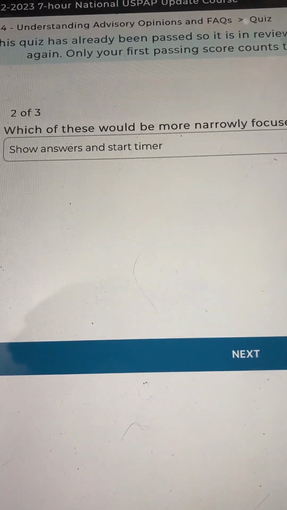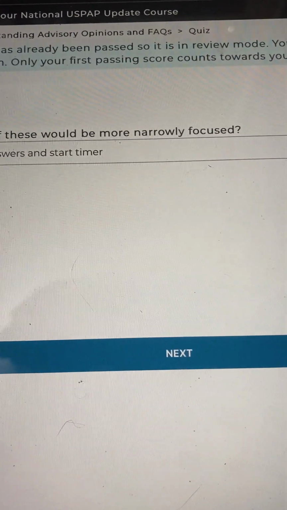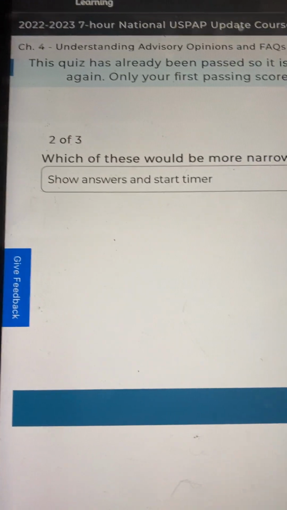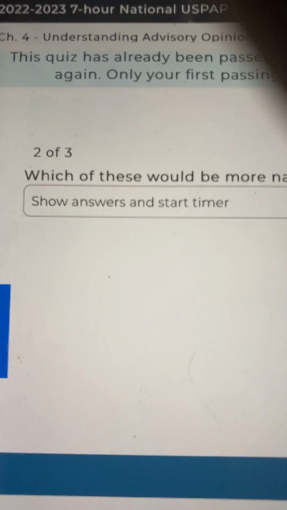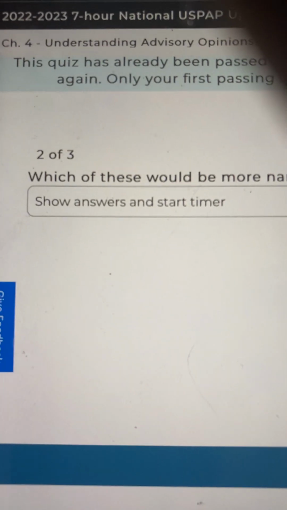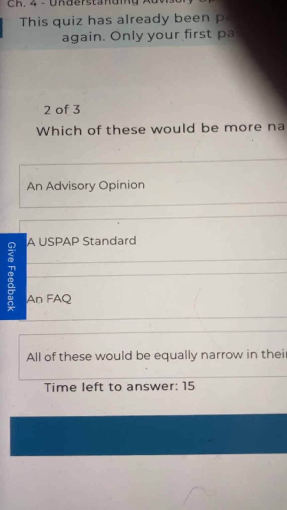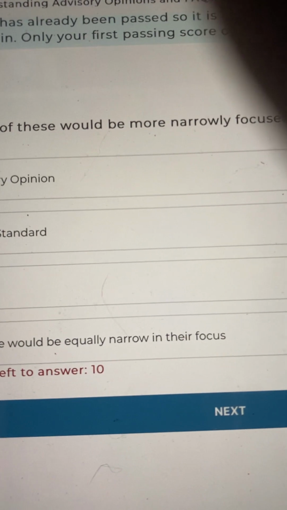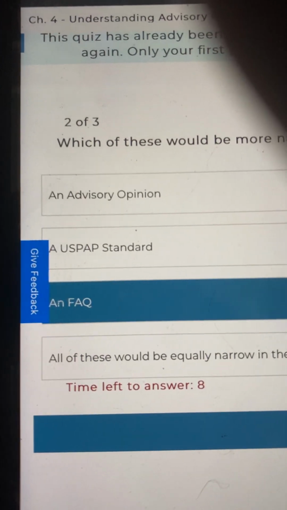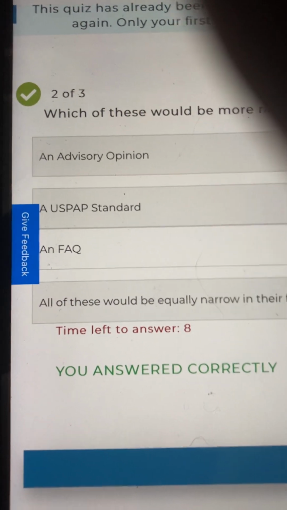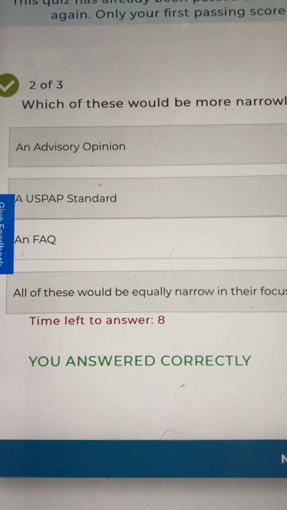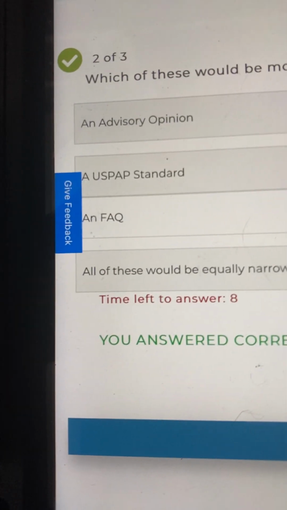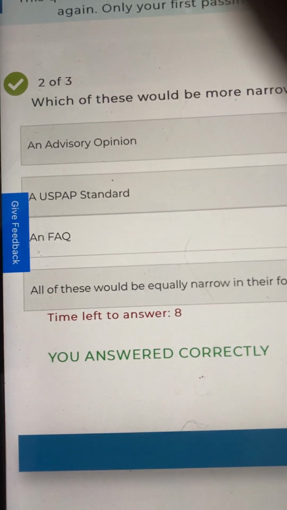Which of these would be more narrowly focused? Ready, set, go. A, an advisory opinion. B, a USPAP standard. C, an FAQ. Or D, all of these would be equally narrow in focus. I'm going to go with FAQ. Good job. You answered correctly. So remember, which of these would be more narrowly focused? You said an FAQ, and that is correct.